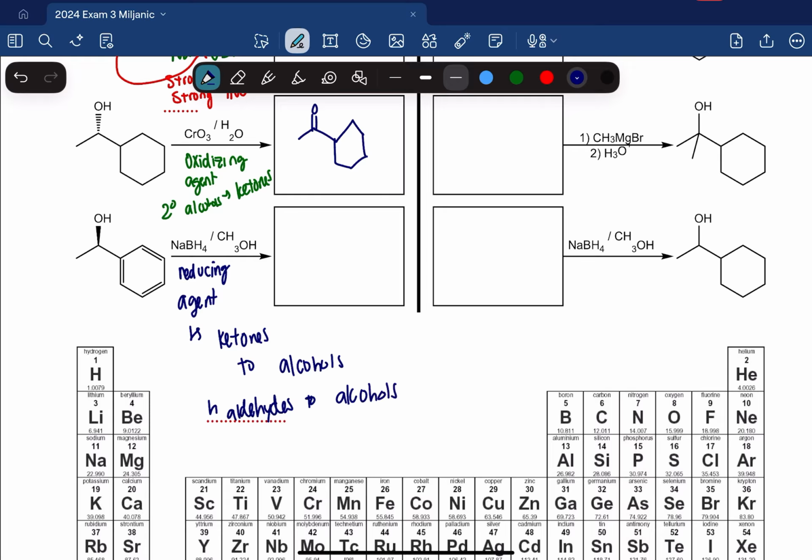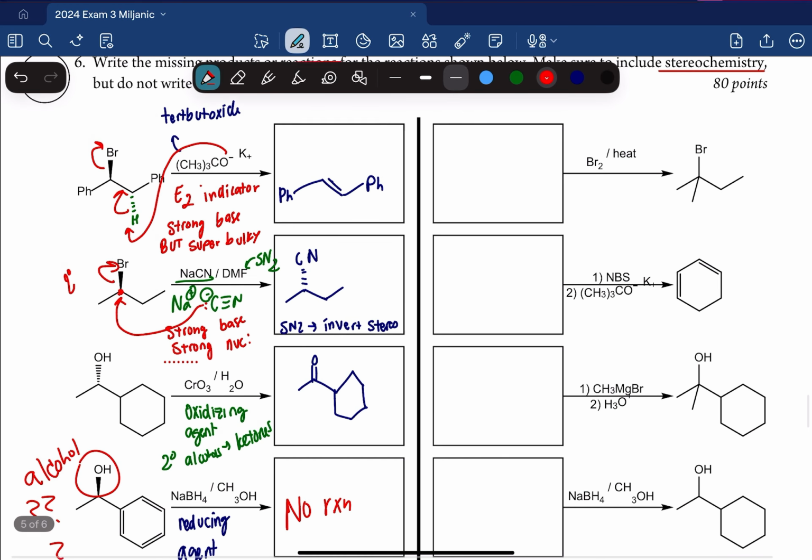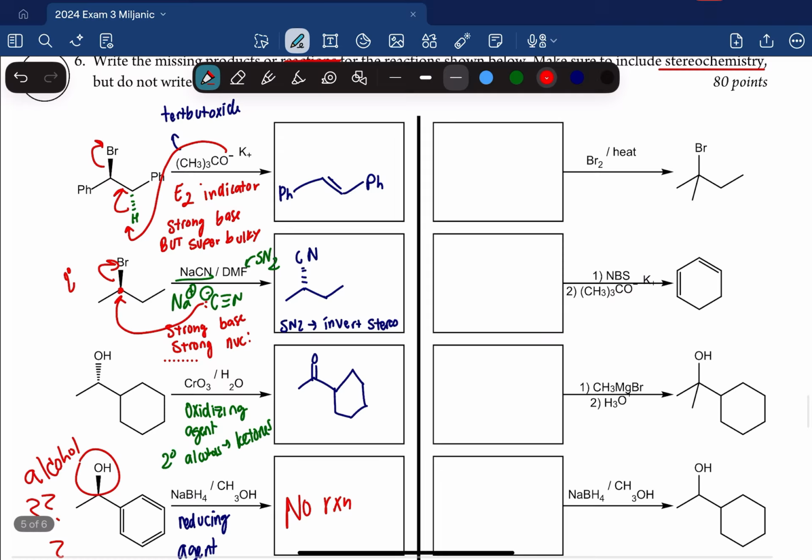But in this case, we already see an alcohol here. So this is already an alcohol. So can we reduce an alcohol to an alcohol? No. So there is no reaction. That would be kind of backwards, right? You reduce an alcohol to an alcohol. Whose time are we wasting here? Okay. Anyways, moving forward.